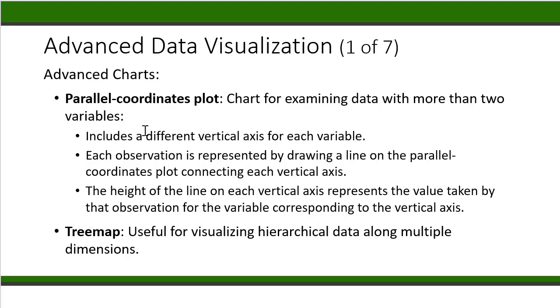One advanced type of chart you might hear about is something called a parallel coordinates plot. This chart looks at two or more variables, but each variable gets its own vertical axis, which makes it a little different. When you're looking at each observation, it's represented by drawing a line on the parallel coordinates of each vertical axis, which sounds like a mouthful, but we'll see an example here in a moment. Also keep in mind that the height of the line on each vertical axis represents the value taken by that observation. We can also use tree maps. They're useful when you want to look at the entire big picture, and the size of each rectangle in the tree map gives you a comparison to the other variables that you're looking at.